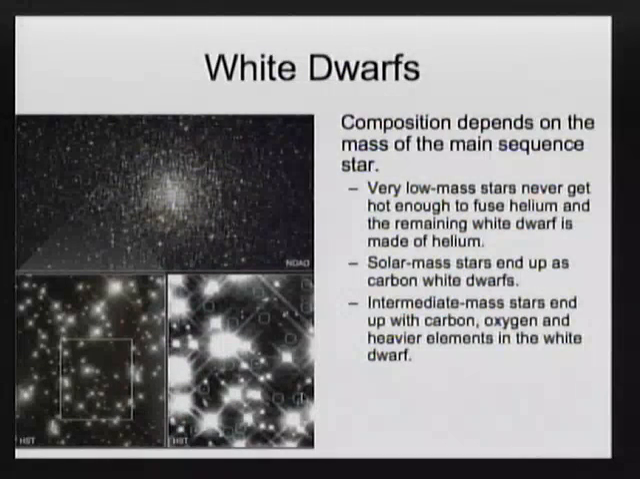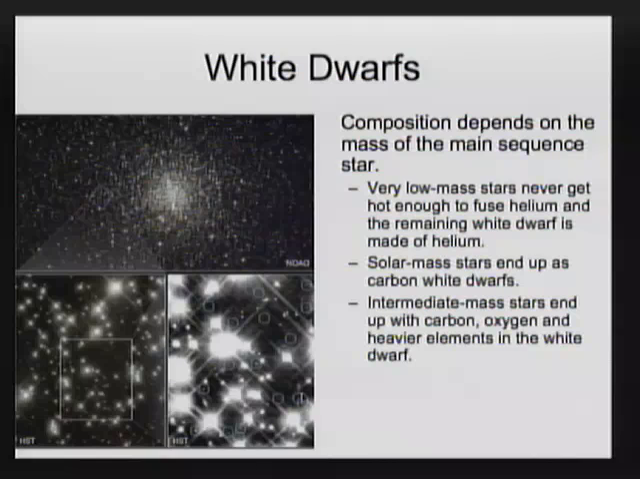So the composition of a white dwarf will depend on the mass of that initial star. If that initial star was very low mass, maybe the white dwarf would be made mostly of helium. It never got hot enough to fuse helium into carbon. So what you have is a white dwarf which is made mostly of helium. If the star is more massive, it's able to fuse elements all the way up to carbon, and what's left is this core of carbon. And if it's intermediate mass stars, you can have carbon, oxygen, and heavier elements in it.